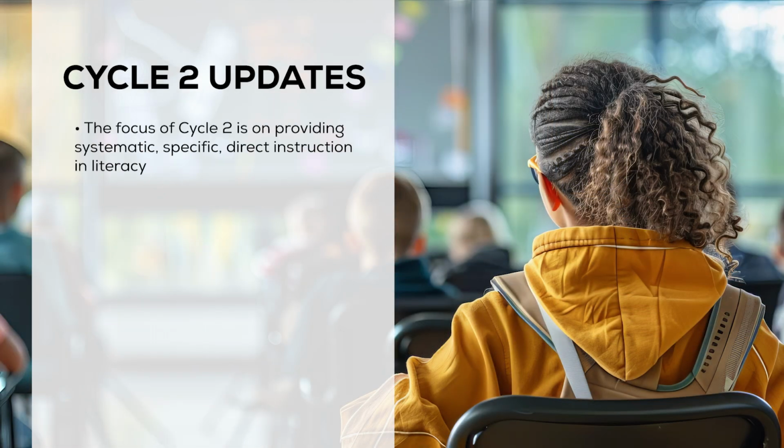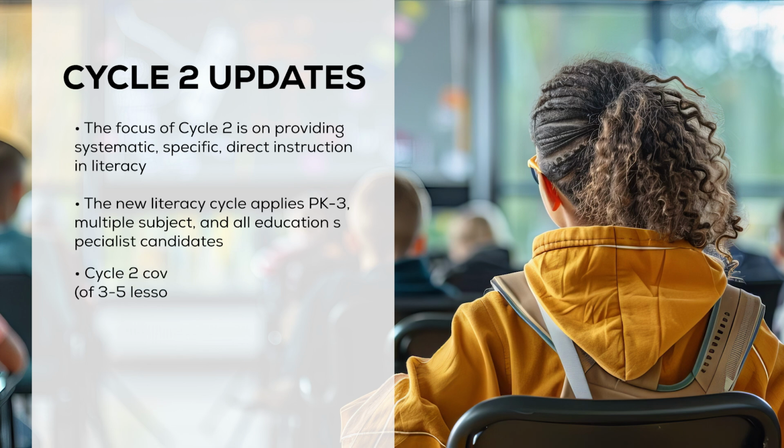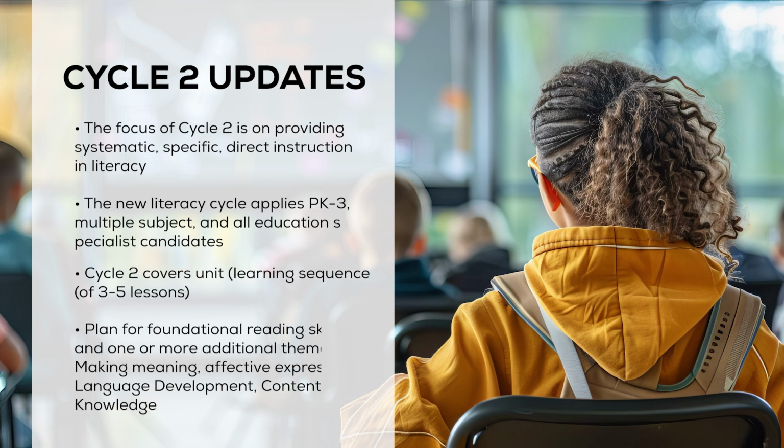The emphasis of the Literacy TPA is on providing systematic, specific, direct instruction in literacy. Now, Cycle 2 covers a full instructional unit of 3 to 5 lessons called a learning sequence. And in that unit, candidates will focus on a selected foundational reading skill, provide instruction in an additional theme, either making meaning, effective expression, language development, or content knowledge. Candidates demonstrate the use of assessments as well and how to adjust instruction based on assessment results and integrating ELD instruction.